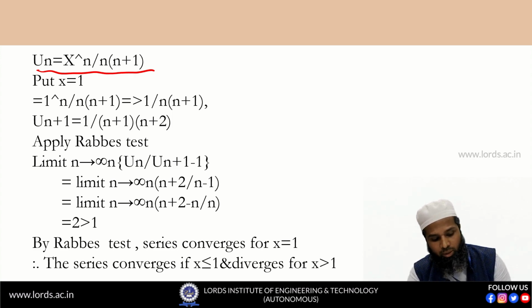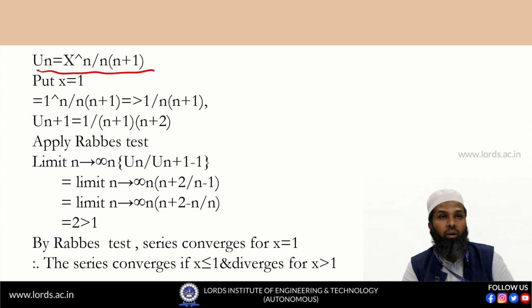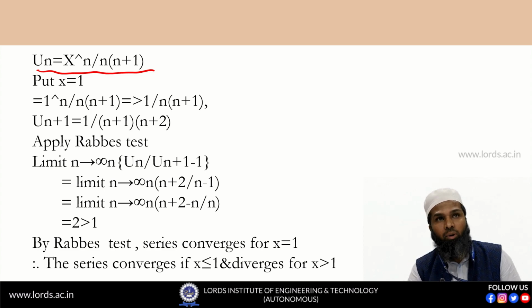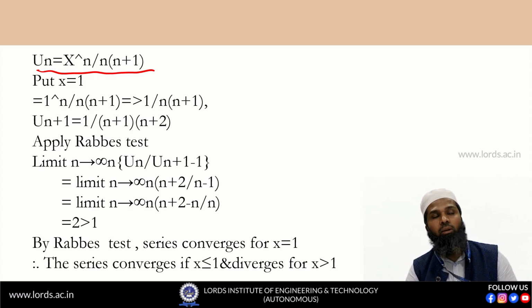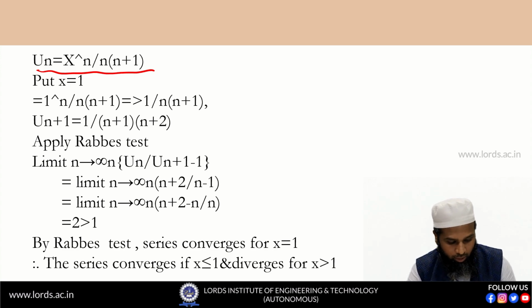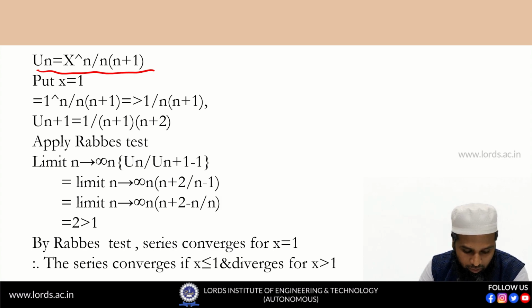Why have we substituted x equal to 1? Because our ratio test is unable to tell the nature of the series at the point x equal to 1. The test fails. That's why we substituted x equal to 1. Now we want to know the behavior of the series at the point x equal to 1. Again we take the n plus 1 term, that is just now the same thing, 1 by n plus 1 into n plus 2.